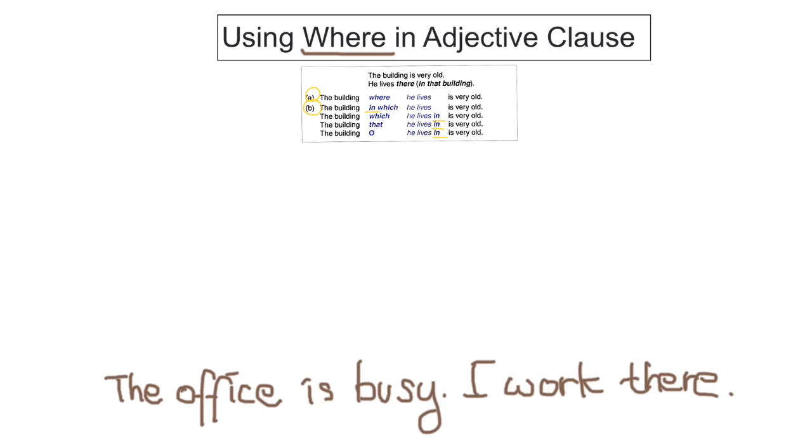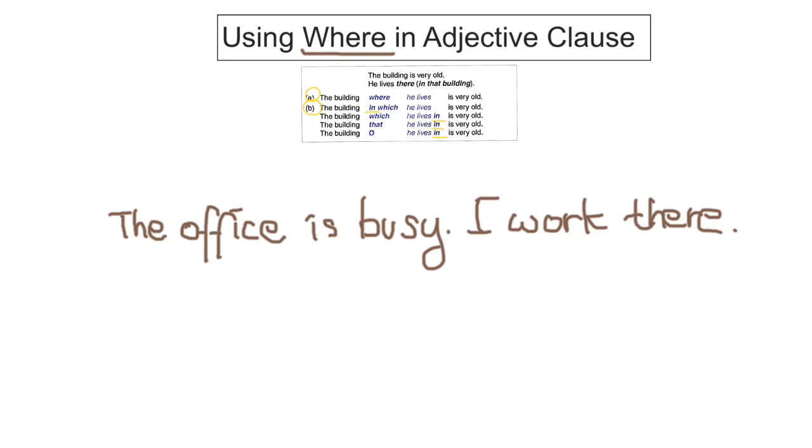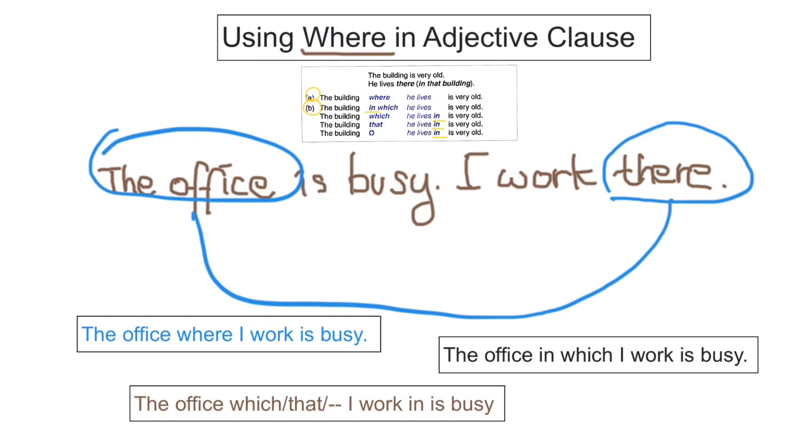Now let us pay attention to the following two sentences. We'll combine the sentences using the second sentence as the adjective clause. There, in the second sentence, refers to the office in the first sentence. The combined sentence would vary, just like in number 1. The office where I work is busy. In the second one, we use in which. So the sentence will be, the office in which I work is busy.